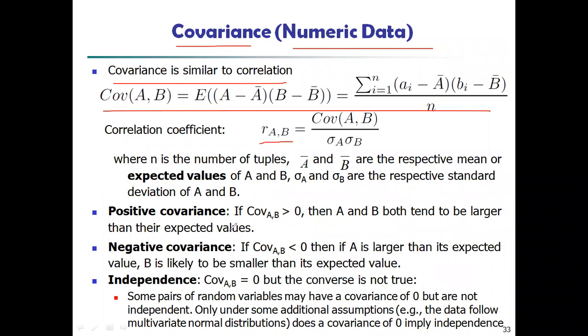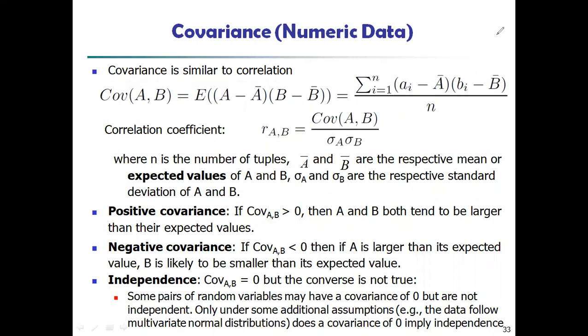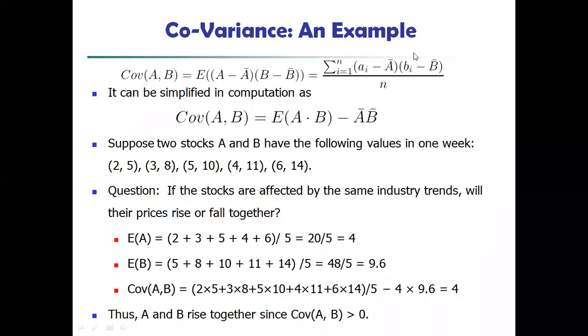So if the covariance of a comma b is greater than 0, those are called positively correlated. If the covariance of a comma b is less than 0, then that is a negative covariance. If it is equal to 0, then a and b attributes are independent here. In the next slide we have one example for this covariance calculation. Let us see.